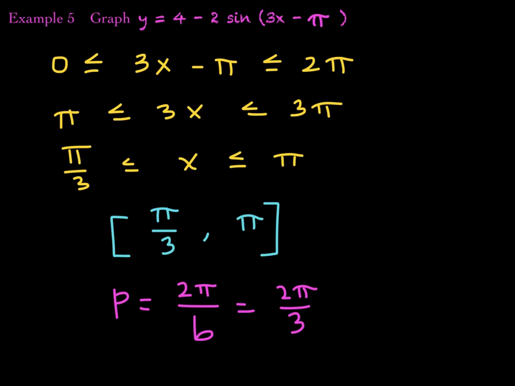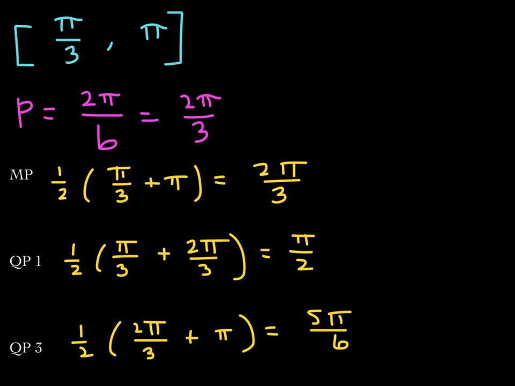All right, everybody, I hope you and I agree that the interval is from pi over 3 to pi. This is the interval over which this function completes one period. And the period is 2 pi over b, which is 2 pi over 3. We're going to now take this interval and split it into 4 equal parts, to obtain those 5 key x values.